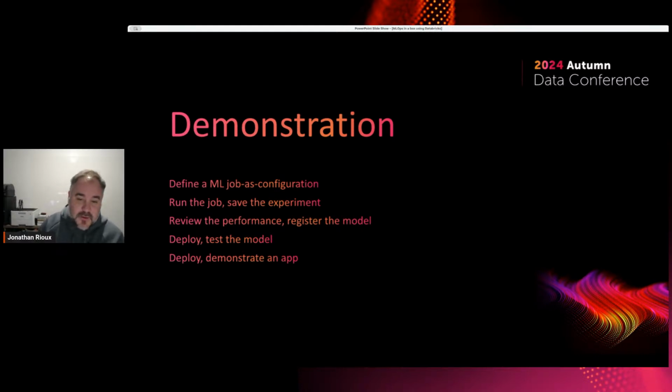I'm going to define an ML job as a configuration. It's going to be a very simple one. I'm not planning on doing something overly complex. We're going to run the job, and we're going to save the experiments. We're going to review the performance. We're going to register the model. We're going to deploy, and we're going to test the model. And then finally, we're going to deploy and demonstrate an app, looking at the governance and the security aspects at every step.